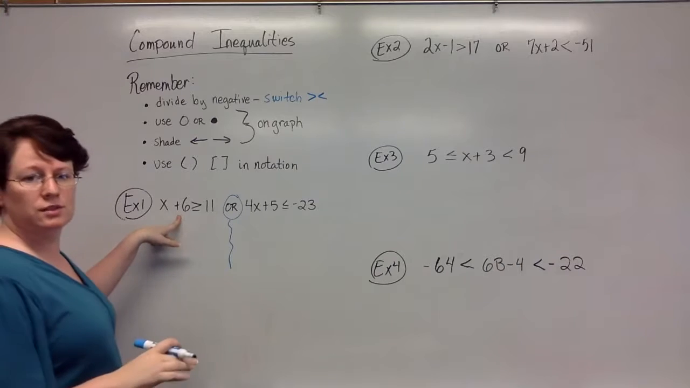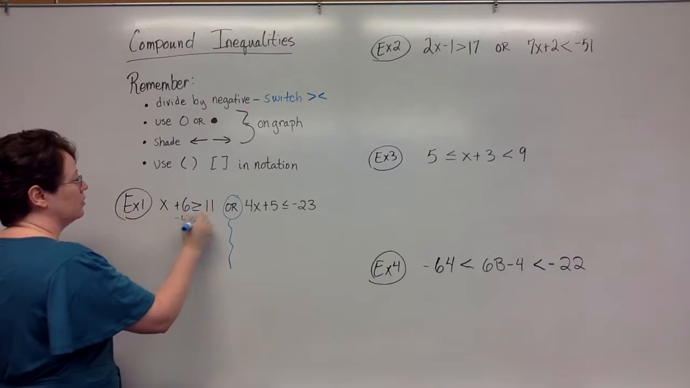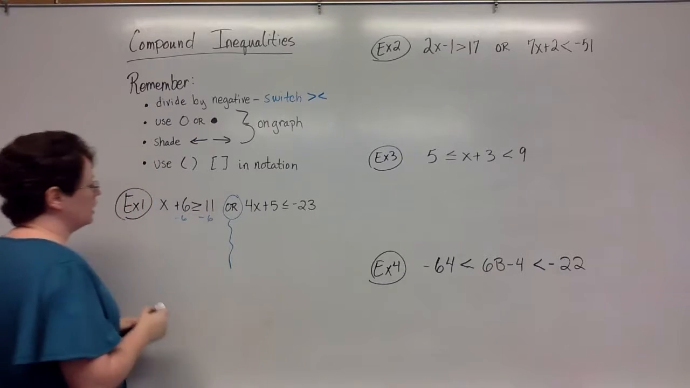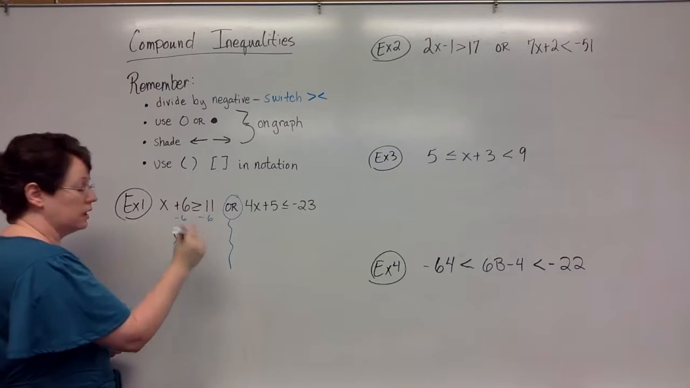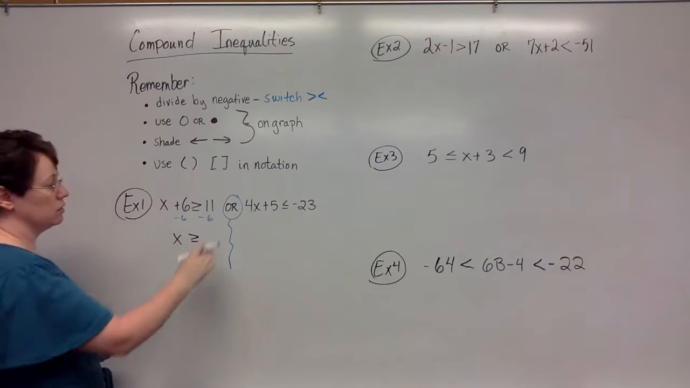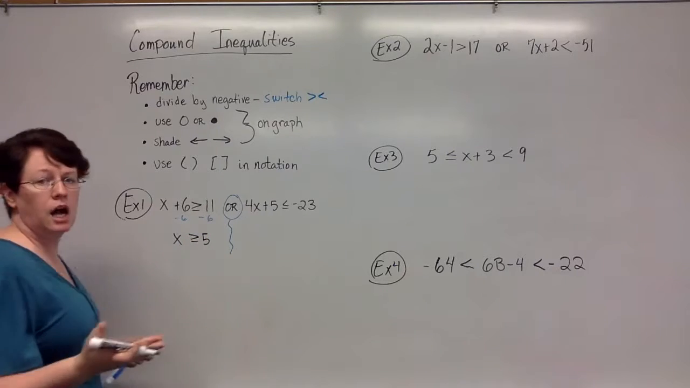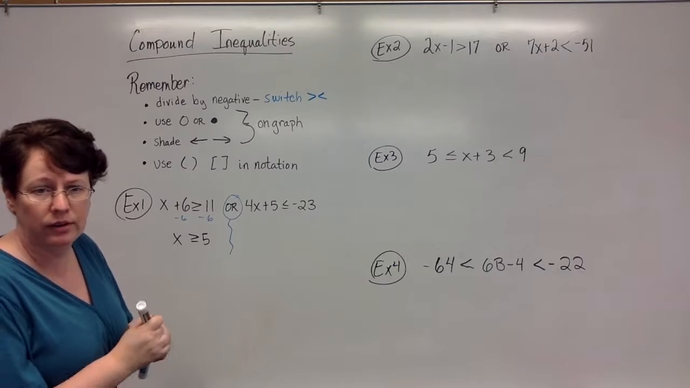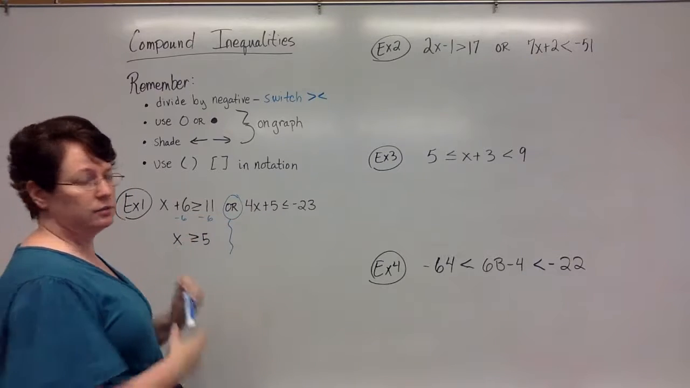How would you move the 6 to the other side? You're right. You're going to subtract it. We're going to subtract that 6 to get it to the other side. So I'm going to end up with an x. I didn't multiply or divide by a negative, so I still have greater than or equal to. 11 minus 6 is 5. It's done. That's it on that part. Don't quit and give up and go to the next problem yet. You still got the other half, right?